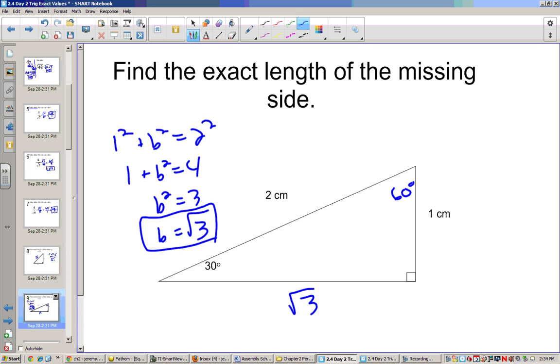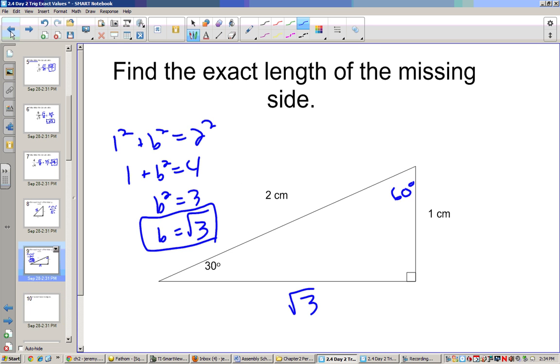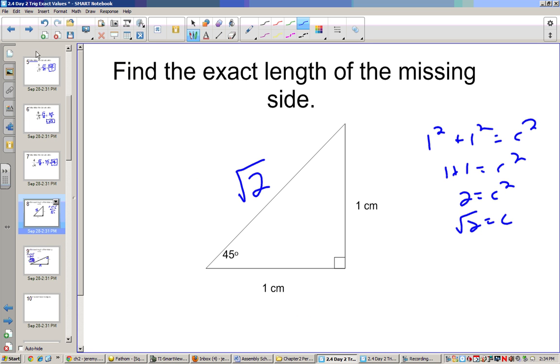So if you forget this triangle, and you know the two sides at least, you can always find the third. You really need to memorize these triangles. I can't stress it enough. This is the 30, 60, 90, and this is the 45, 45, 90.